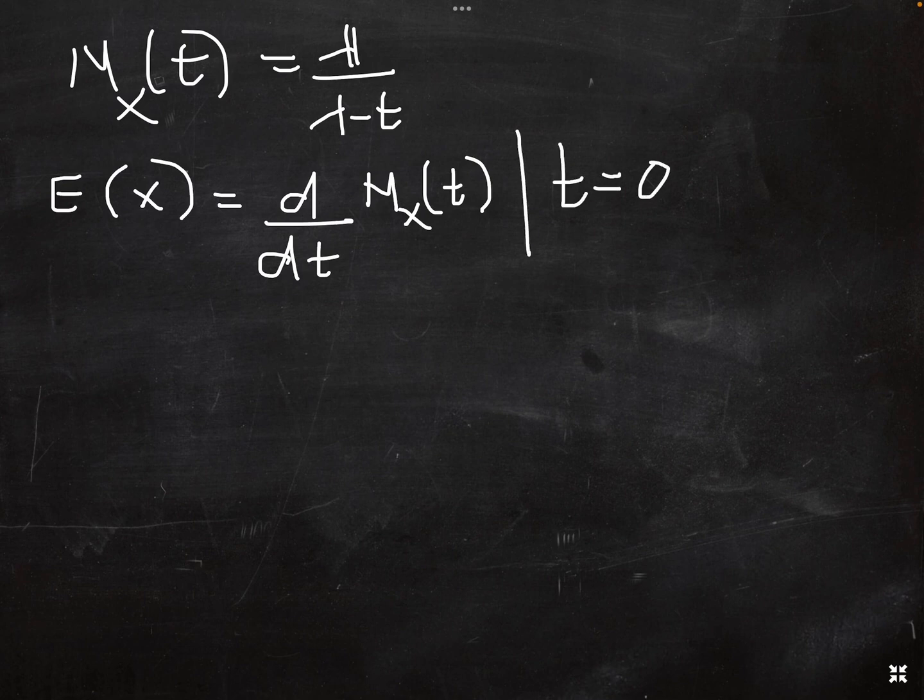We get expectation of x. Okay, d by dt of M X of t, derivative with respect to t. Okay, d by dt of M X of t given t is equal to 0. So we have to take its derivative with respect to t and put 0. Okay, now let us simplify. We can simplify it.